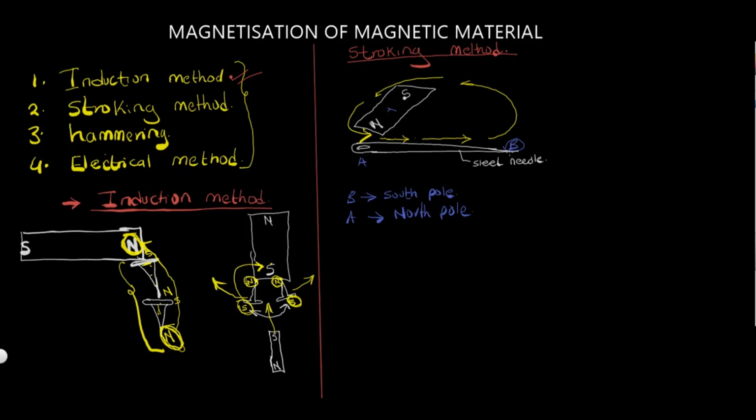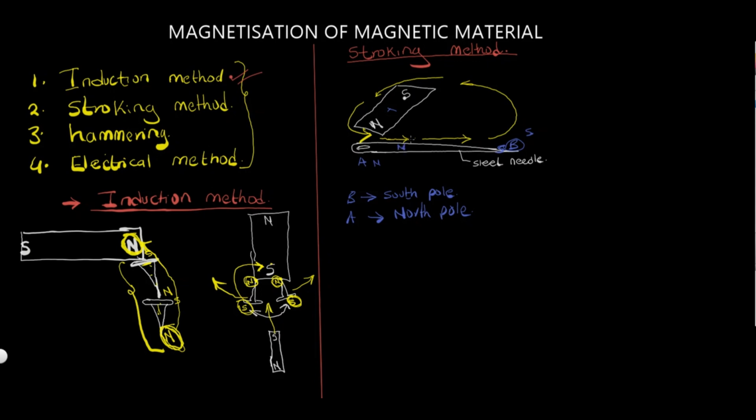So the end of the needle will acquire a polarity opposite to that of the stroking magnet used. So if this one is the north, then this part will be the south, and that's why we have said that B becomes the south pole of this magnetized material, and this part here, this A part, becomes the north pole. The disadvantage of using this method is that it produces magnets in which one pole is nearer to the end of the magnetized material than the other. On one side, the pole will be nearer to the end than the other. For example, you can say that this part becomes the south pole, but now the north pole will not be at the farthest end. The north pole can be around here.